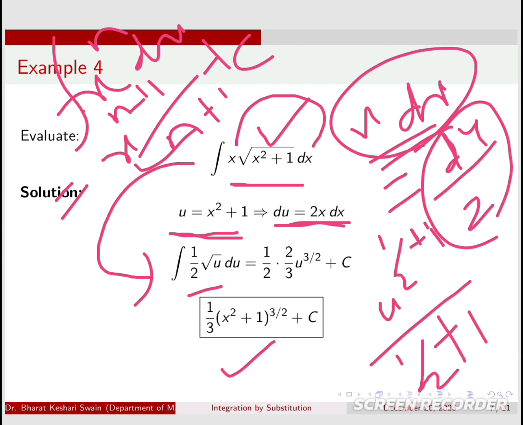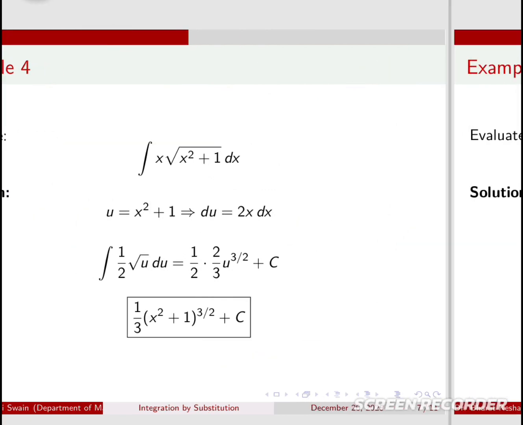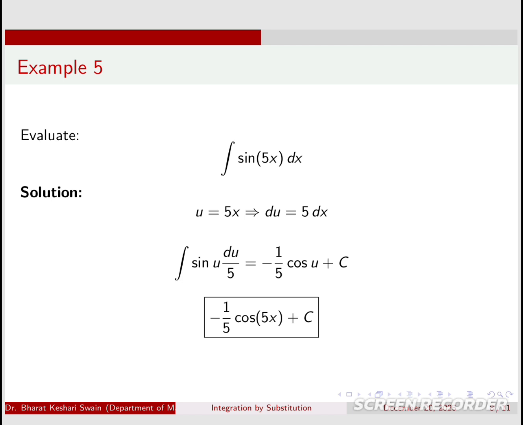Is it not clear? Okay, come to the next example. So many problems we will check here. Example 5. I have already told about this in the previous formula. This was the case because this is sine 5x. We know that the integration of sine x is minus cos x. But here it is not the case. It is sine 5x. Notice that sine 5x.